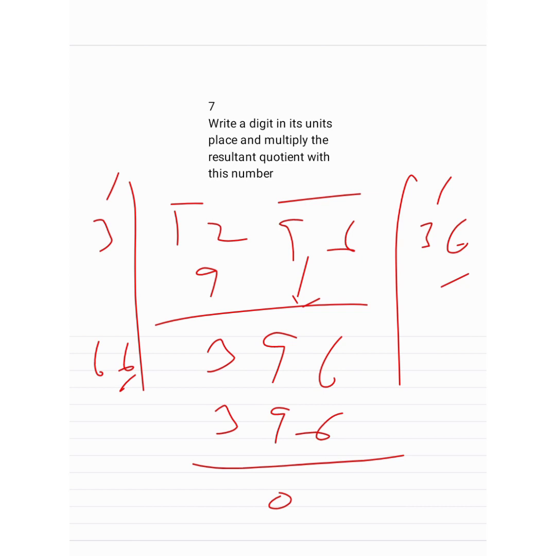Therefore, what is the square root of 1296? 36. The resultant quotient itself is the square root of the given number. The square root of 1296 is equal to 36. Here we have adopted the division method to find the square root.